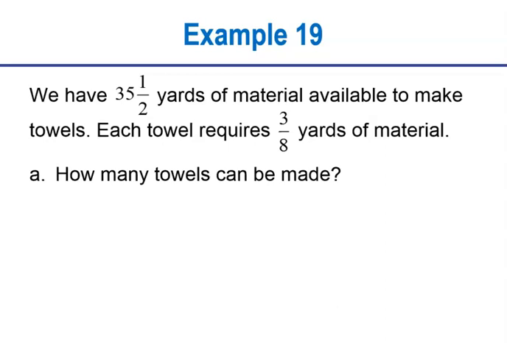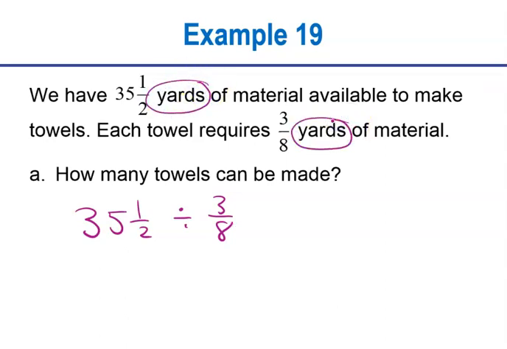So let's split that 35.5 up into 3/8 yard pieces, right? Notice the units are the same for both of them, so you don't have to do any kind of conversion or anything. We just need to do the math right here. So how do you want to do it?